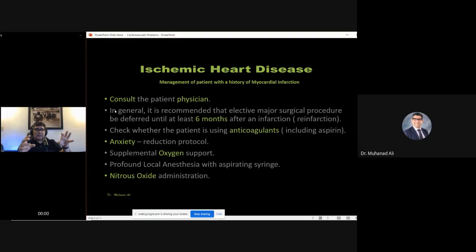With local anesthesia, the question is, should I use local anesthesia with adrenaline or without adrenaline? Should I use epinephrine or not? Should I use a regular conventional syringe or an aspirating syringe? The answer to this question is that the aspirating syringe is mandatory for me. But some doctors don't like to use the aspirating syringe, or they don't have an aspirating syringe.